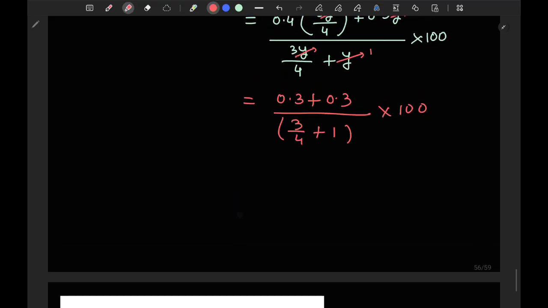So here what will come now? It is 0.6 divided by, cross multiplying, 3 plus 4, 7 divided by 4. So this division by 4 will go into multiplication above, into 100, and that will be equal to 6 4s are 24, and there is one decimal and 2 zeros, so I'll take only 1 zero, so 240 divided by 7. That is my answer, 240 divided by 7.